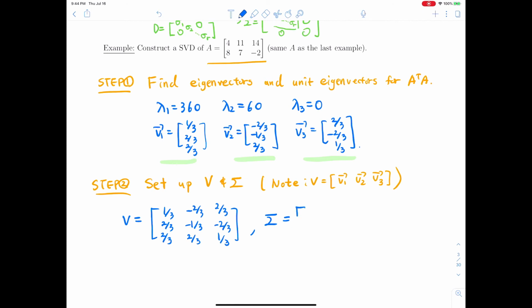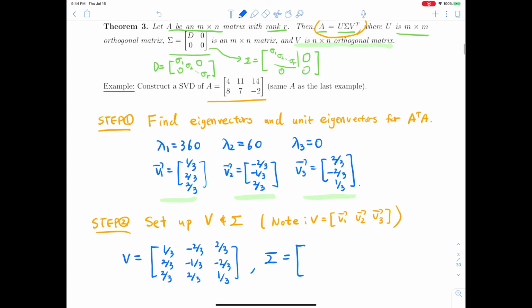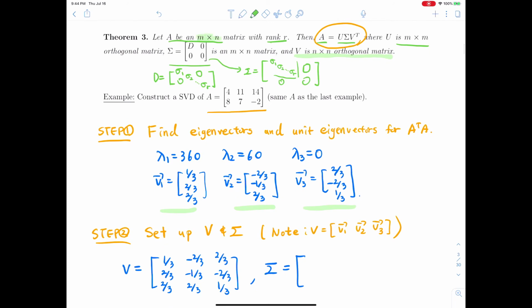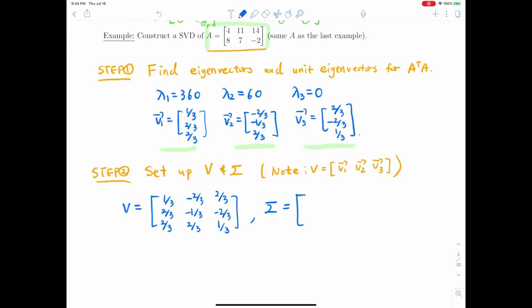And sigma consists of singular values. So basically, if A is an n by n matrix, then sigma is also an n by n matrix. In this case, A is a 2 by 3 matrix, so sigma has to be 2 by 3 as well. And we fill in the square roots of the non-zero eigenvalues on the diagonal entries. So we get 6 square root of 10 and the square root of 60. Oops, there was a typo here. The second eigenvalue was 90, not 60. So the second singular value is the square root of that, which equals 3 square root of 10. And the rest are zeros.